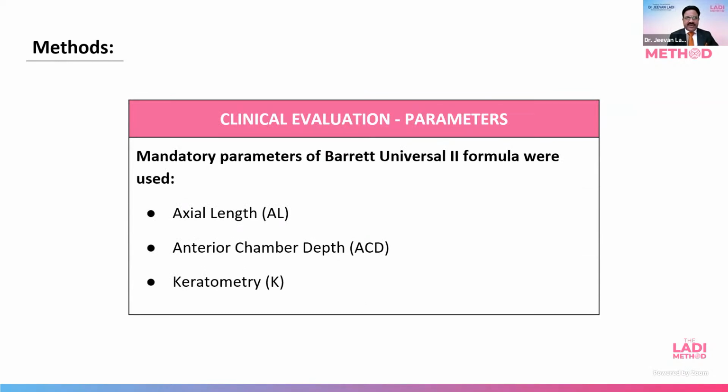The parameters which were considered for the Barrett Universal 2 formula: mandatory parameters only were used, that is axial length, anterior chamber depth, and keratometry.